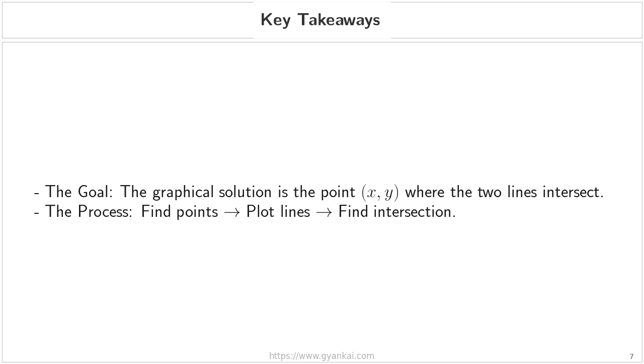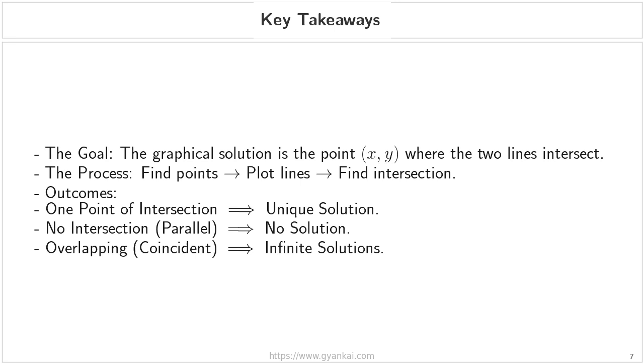First, you find your points by creating a table. Second, you plot those lines onto the Cartesian plane. And third, you identify the intersection. Finally, always be prepared for one of 3 possible outcomes when looking at your graph. If you see exactly one point of intersection, you have found a unique solution. If you notice the lines are parallel and never meet, then there is no solution, meaning the system is inconsistent. And if the lines are overlapping or coincident, you are looking at infinitely many solutions.